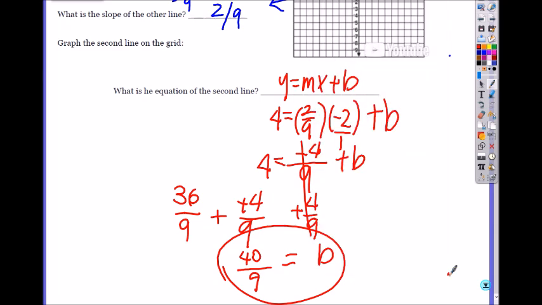So what is your final equation? y equals 2/9 x plus what? 40 over 9.